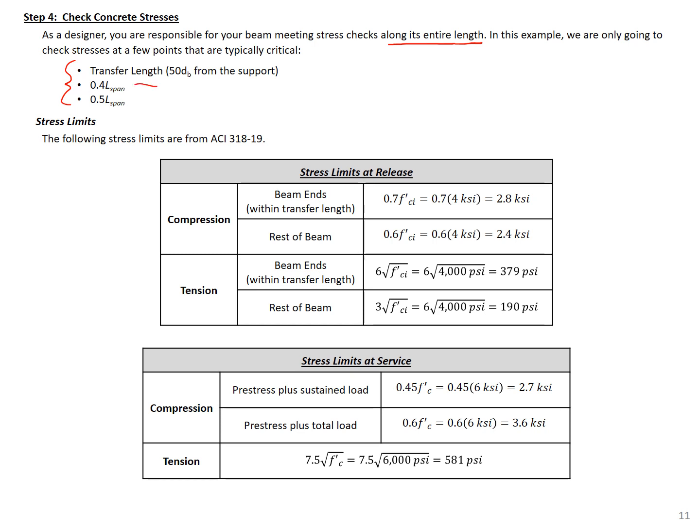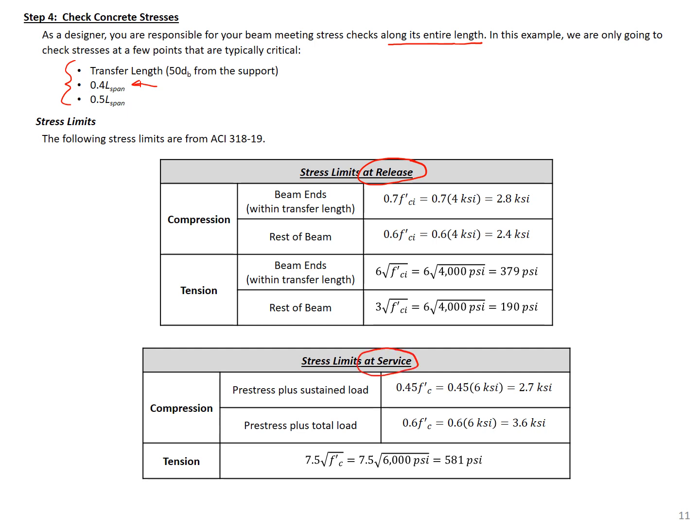So this 40% of the span length, when you have harped strands, your stresses may actually be critical at a point other than midspan or at the end of the section. So we're just picking 40% as a place between midspan and the transfer length that might be critical. We are going to need to check stresses at several different points during the beam's life. So we're going to check stresses at release and then also at service.